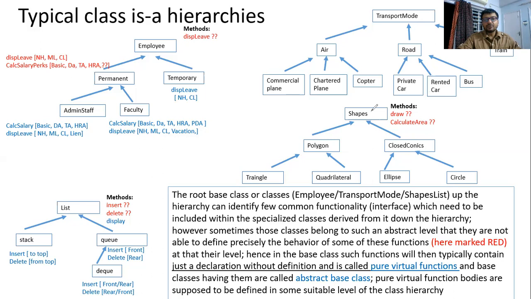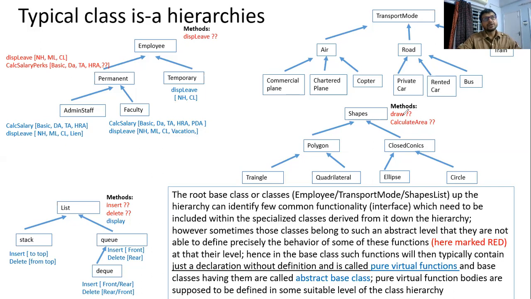In this example, we have got shapes, and shape is a very generic concept, because a shape can again be polygon type, or it can be closed conics which have curve-like shapes. Polygon type shapes may be triangle, quadrilateral, and then again quadrilateral can be of different types, square, rectangle, and all. So like that it can go on. And the closed conics can again be elliptical or circular, like this.